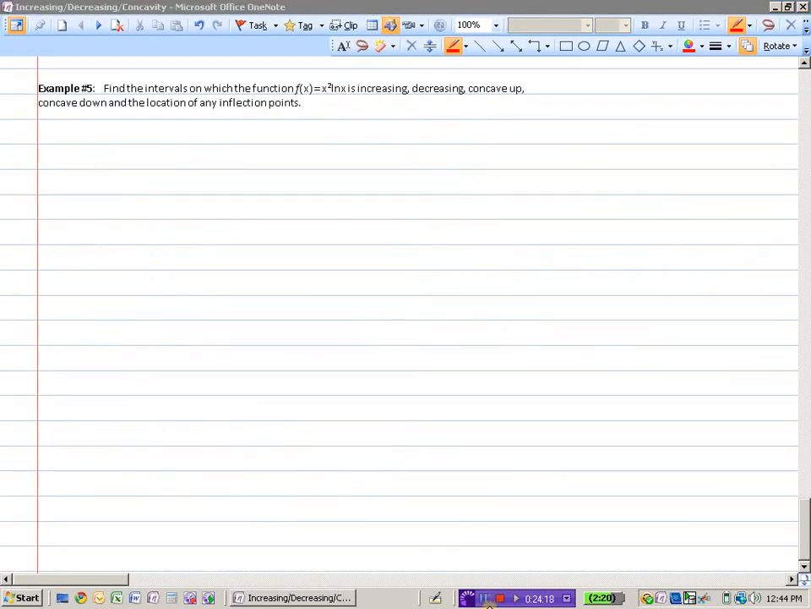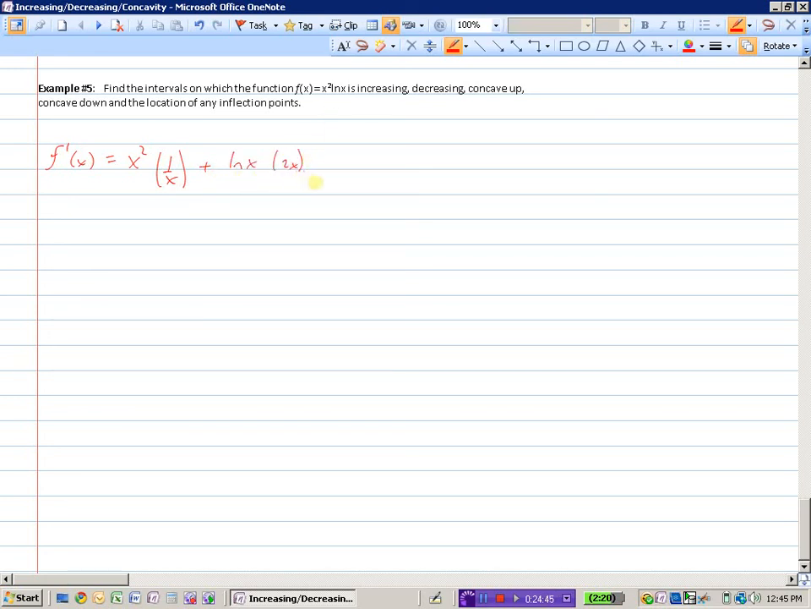And let's look at one last example. Find the intervals in which the function f of x equals x squared ln x is increasing, decreasing, concave up, and so on. So let's take the first derivative. This is a product rule here, so first term times the derivative of the second term plus the second term times the derivative of the first term. And just tidying it up here, x plus 2x ln x for the first derivative.